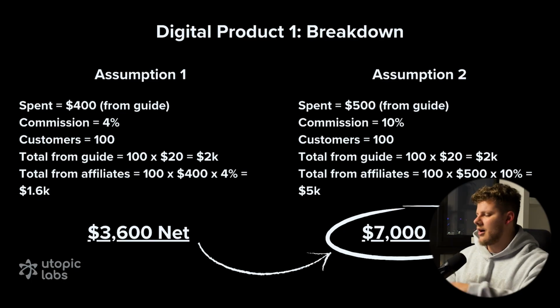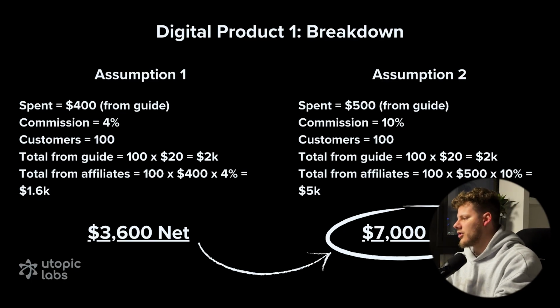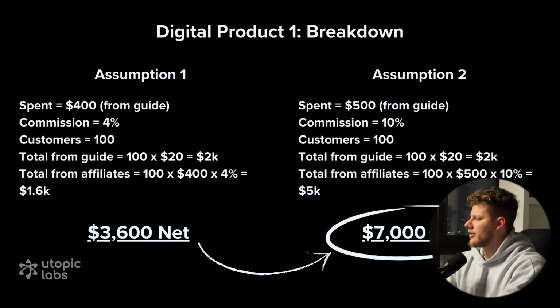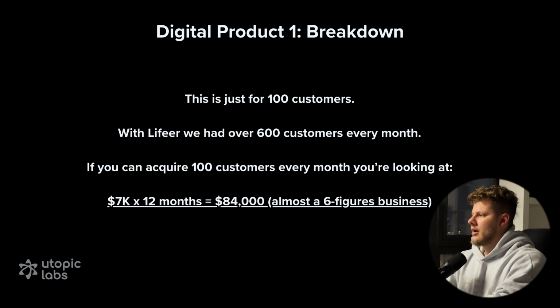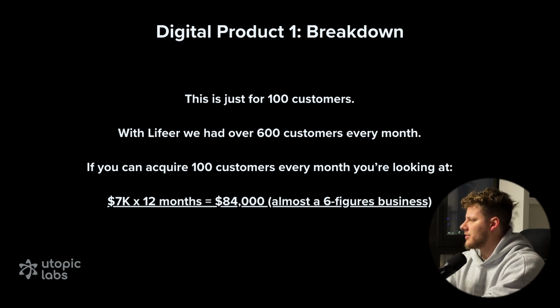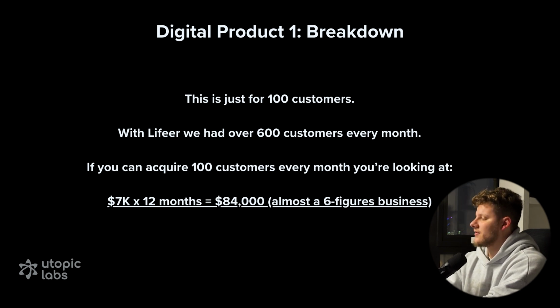So at 200, you'll be looking at 40,000. I just want to set your expectations straight that this is not that hard to achieve. So as I was saying, this is just for 100 customers. With Lifer, we had over 600 customers every month. And obviously, if you can acquire 100 customers every month, you're looking at $7,000 times 12 months. That's $84,000. That's literally almost a 6-figure business that you can build in probably less than 90 days.